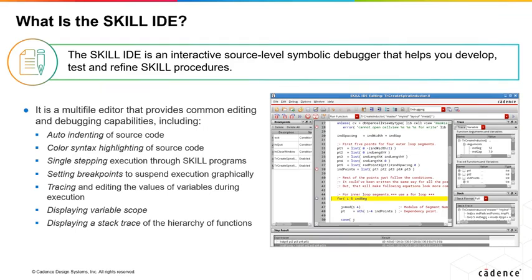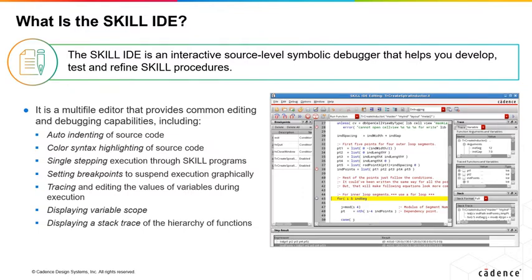So the Skill IDE features are basically, first of all, the definition of it is that it is an interactive source level symbolic debugger that helps you develop, test, and refine skill procedures. It's also a multi-file editor that provides a common editing and debugging environment. You can auto-indent source code, color syntax, highlight it, and single-step execution through skill programs in order to debug them.